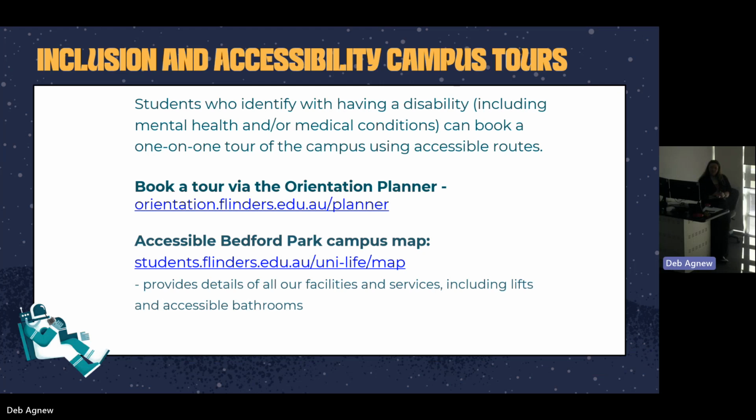We have lots of different options for students with different abilities. And if you think that you might have an issue that might affect your study, you can book in for a number of tours. One of those is a one-on-one tour using our accessible routes, which will help you get around campus, and you can book these online. We also have lots of different help for students with accessibility needs. So all of that can be provided to you.